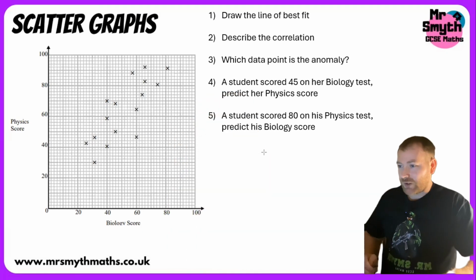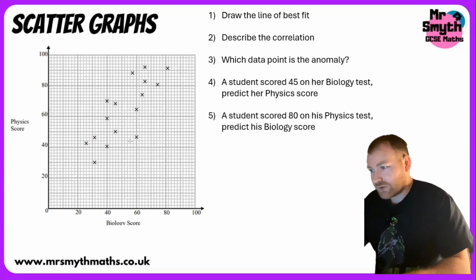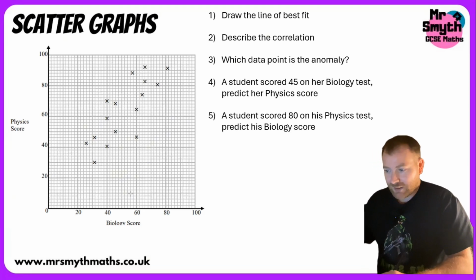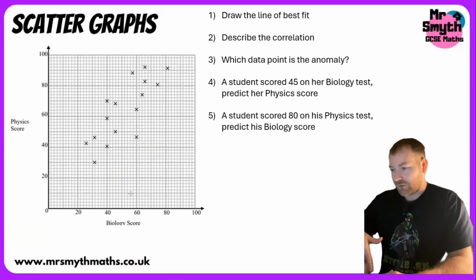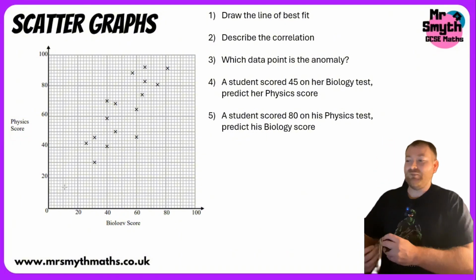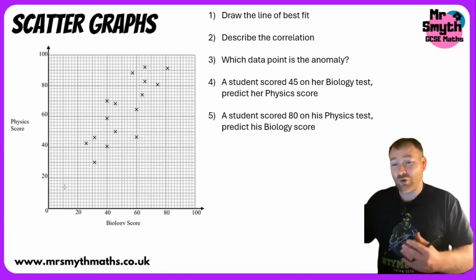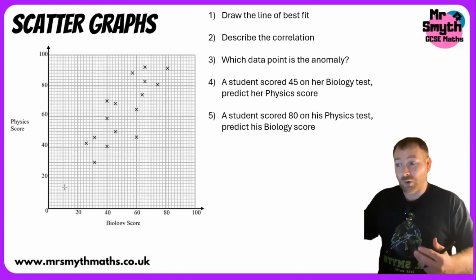So let's dive straight in. The first question says, draw the line of best fit. So let's take a look at what the scatter graph actually shows before we do that. It shows the scores of some students for biology score, and it shows their physics score. And it shows that, probably clearly, it looks like the better the biology score, the better the physics score, or maybe the worse the biology score, the worse the physics score.